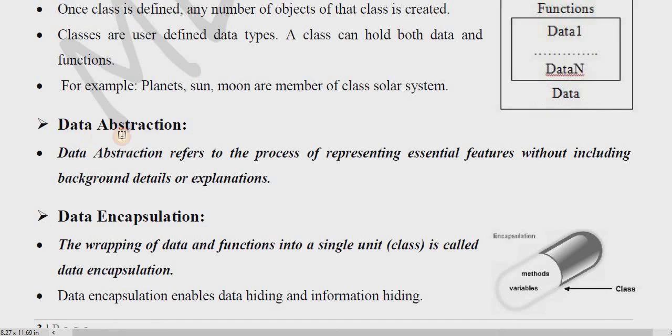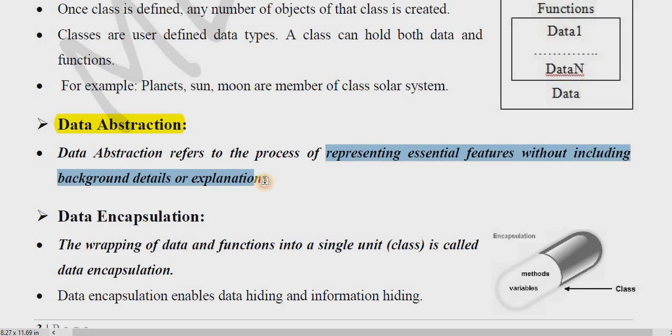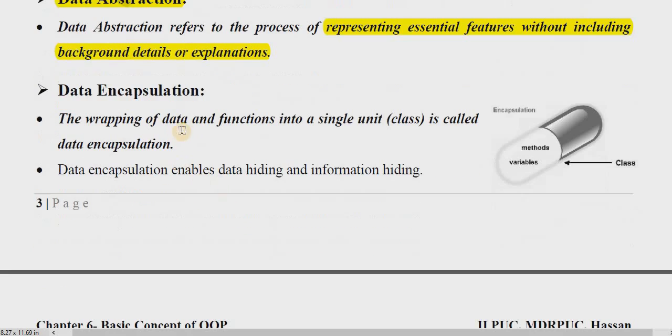Then what is data abstraction? Abstraction means summary. So data abstraction means representing only essential features without including background details. Data abstraction is a property or technique of showing only important things by hiding the background details. Next, what is data encapsulation?